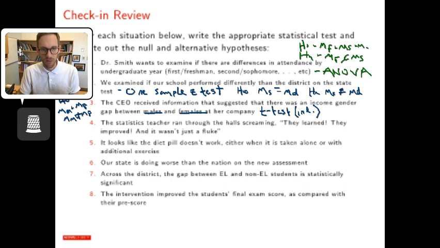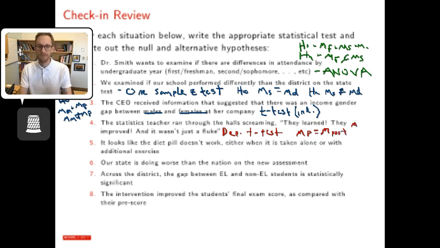Dependent samples t-test. And so then we could say the null would be the mu sub pre equals the mu sub post. And then the alternative would be not equal.